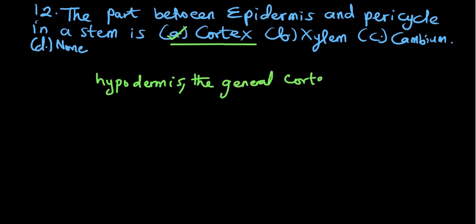And the third is the endodermis. So take note of all these things. We said the tissue between epidermis and pericycle is called cortex. It has three parts: hypodermis, the general cortex, and endodermis. So let's move to the next question.